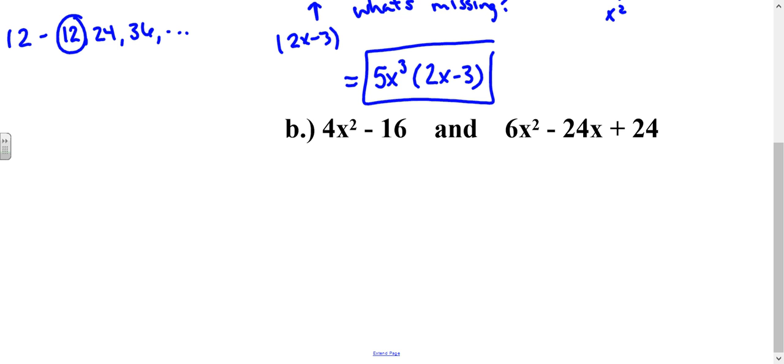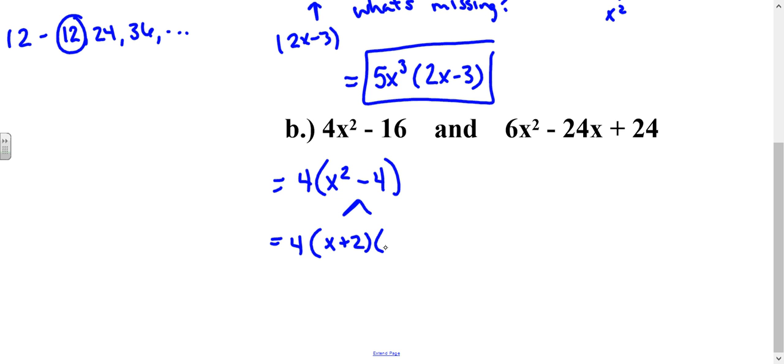Let's say we have 4x squared minus 16 and 6x squared minus 24x plus 24. I need to factor these to see what they're made up of. First I always check to see if there's a greatest common factor. On this one, the greatest common factor would be 4, and I would have left over x squared minus 4. You should notice that x squared minus 4 is a special type of polynomial. It's a difference of squares, so that can be factored further. That would factor down into 4 times x plus 2 and x minus 2.